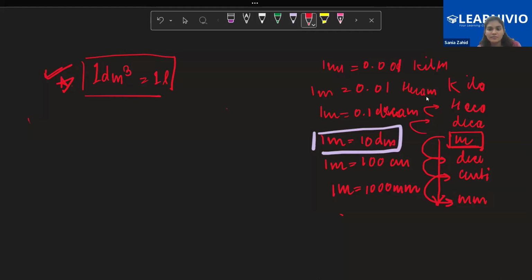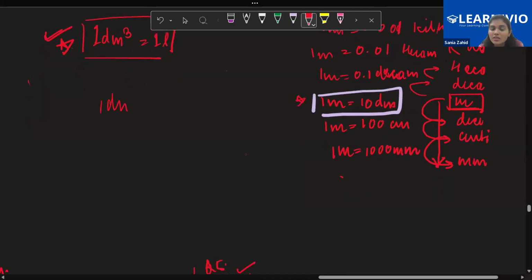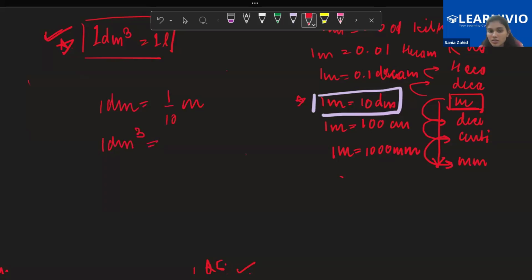Ma'am, I understood. Yes, please respond. Yeah, I can't understand it. Children, see, 1 meter has 10 decimeters. So I'm just simply asking you, 1 decimeter will have how many meter? 1 upon 10 meter it will have. So 1 decimeter cube will have how many meter? 1 by 10 meter. Just do the cube. So you get 1 by 1000 meter cube.